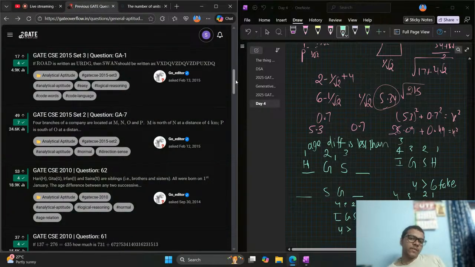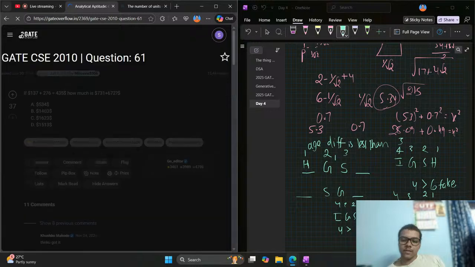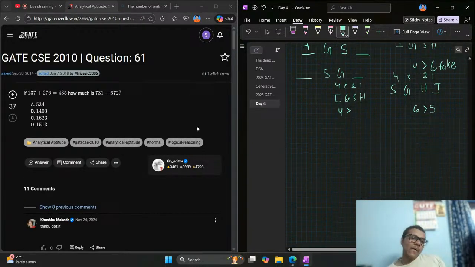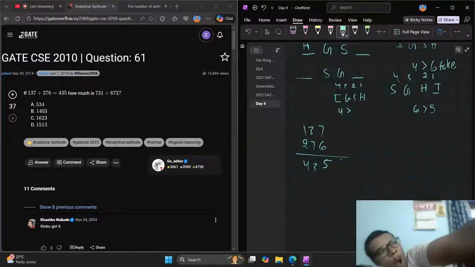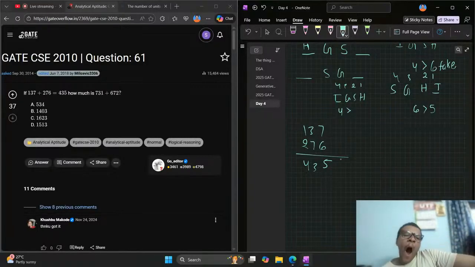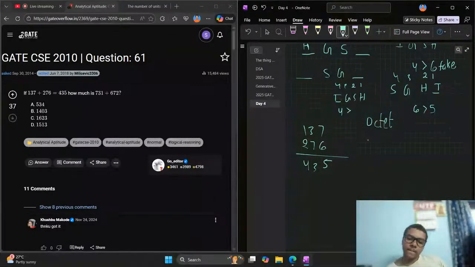Assuming some values and making the condition satisfy. 137, 276 is 435. Yeah, how do you miss? I was aware that this is octal. These are base 8. 7 plus, these are 24 plus 64.